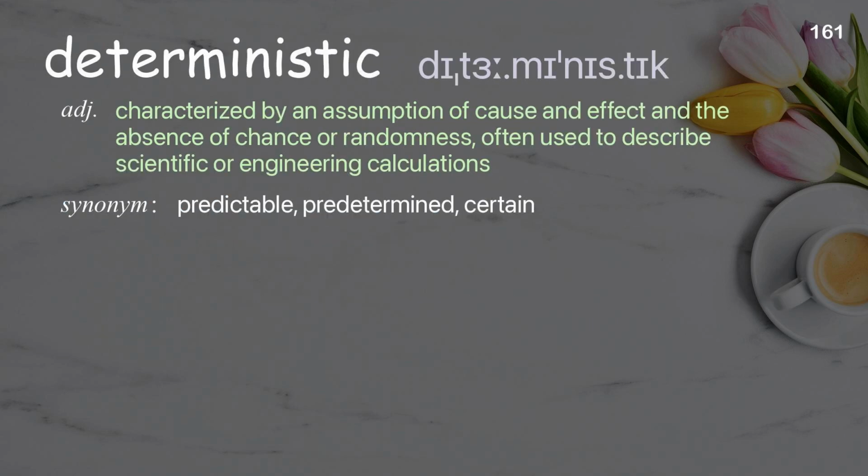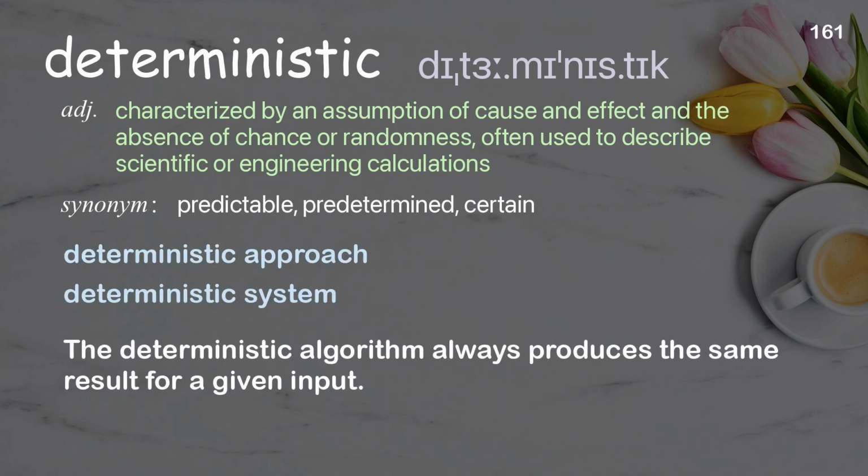Deterministic: characterized by an assumption of cause and effect and the absence of chance or randomness, often used to describe scientific or engineering calculations. Examples: deterministic approach, deterministic system. The deterministic algorithm always produces the same result for a given input.